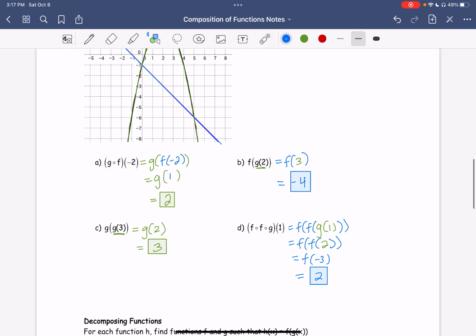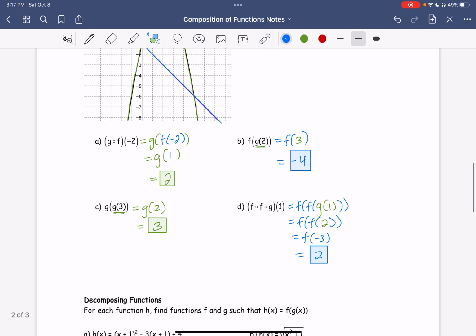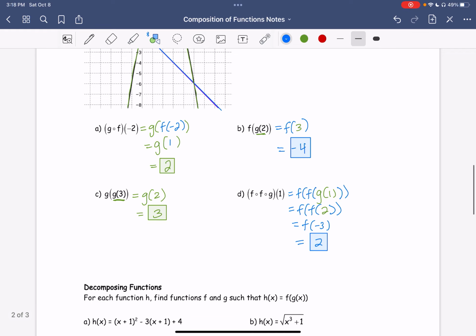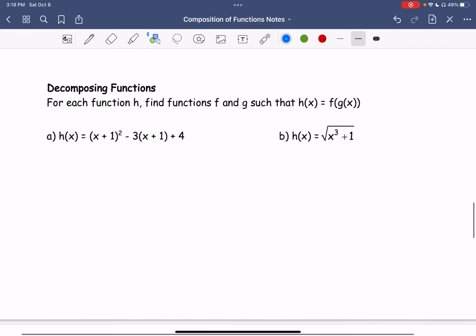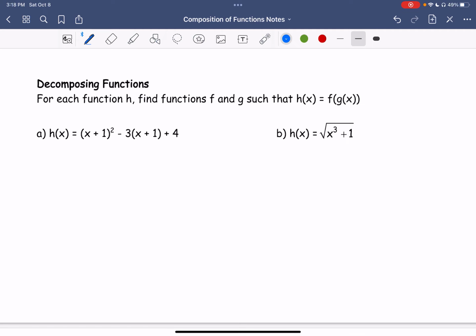Okay. That's how you can do it on a graph. Let's talk about decomposition. So decomposition is basically the opposite of composition. So if composition is putting one function inside the other, decomposition is taking them apart, basically.